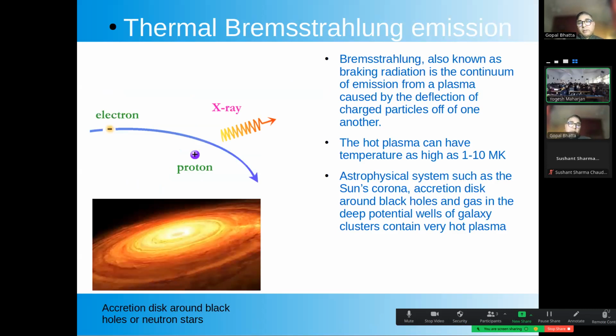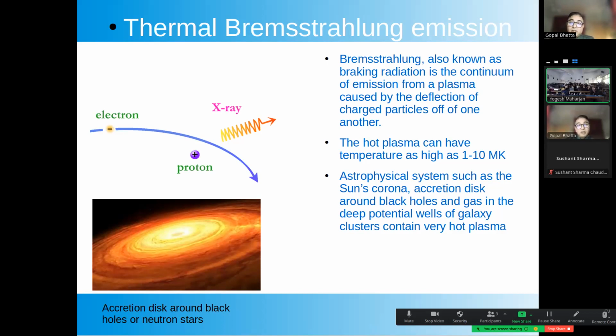In hot plasma, like in an accretion disk or a deep gravitational potential well, the gas is heated and is in the form of plasma. The electrons are constantly moving around. They're heated, and they occasionally pass by the protons or ions. What happens is their trajectory is changed. They're deflected by the electric field of protons or other ions. In that case, X-rays are emitted, because deflection is a kind of acceleration or deceleration. Whenever the electrons are decelerated, there is electromagnetic emission, and in this case they produce X-rays. This way, the plasma can be 1 to 10 million Kelvin.